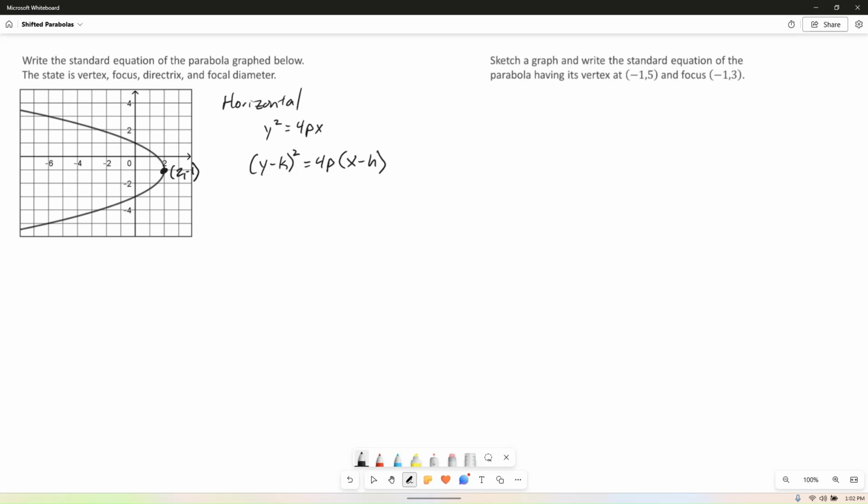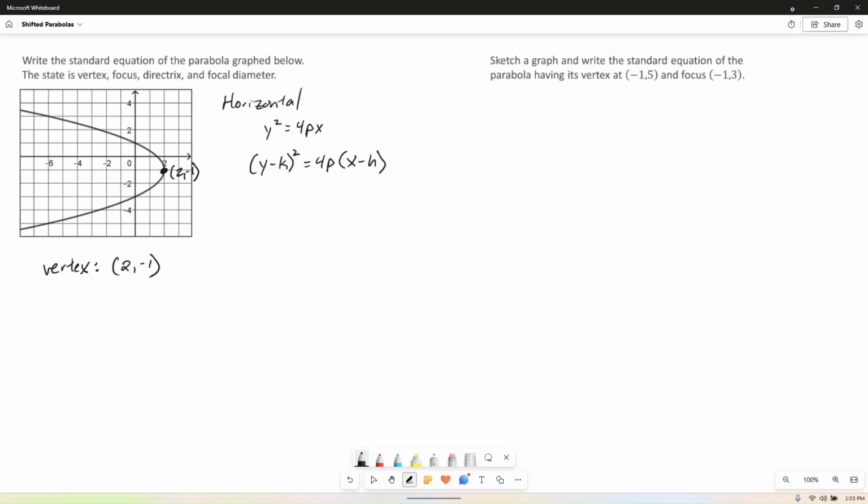The h value represents the x coordinate of the vertex, and the k value represents the y coordinate of the vertex. And we already actually know our vertex. So we already kind of observed this. The vertex is at the point 2, -1. So we could actually go ahead and put the 2 and the -1 in our equation, and we'll see what it starts to look like.